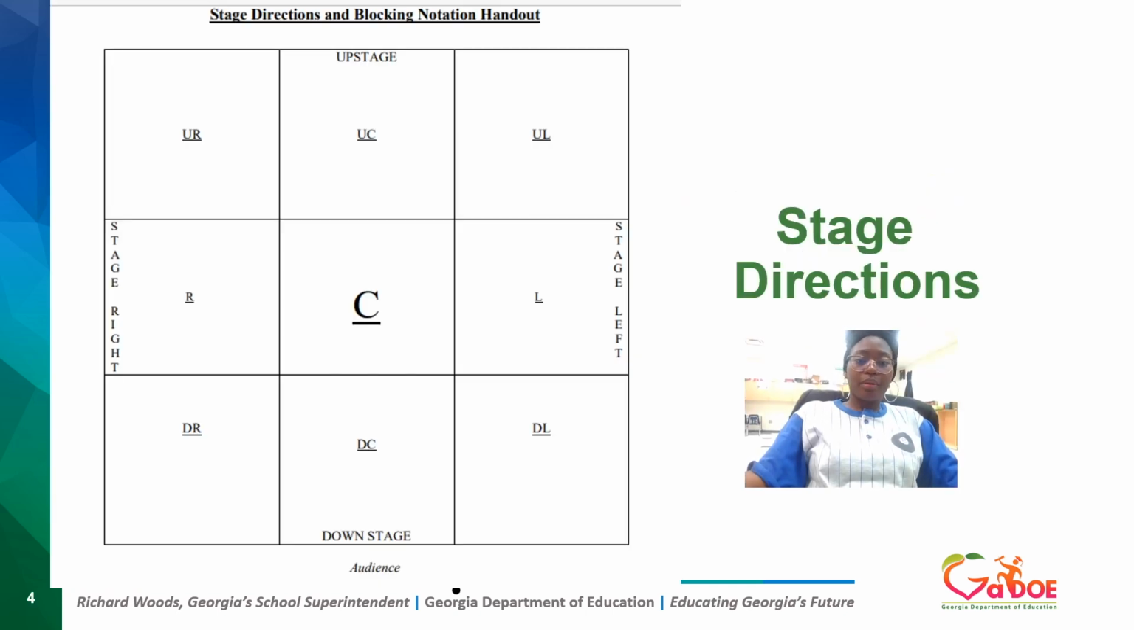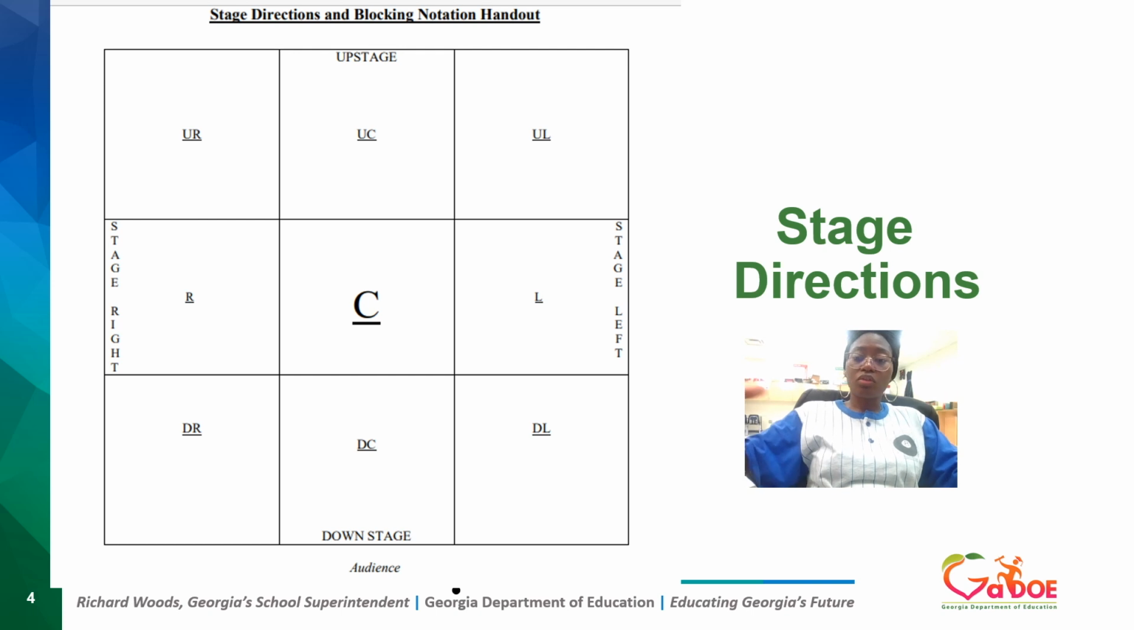The first step in blocking is learning where to stand and how to move on stage. It is important that the director and the actors have a vocabulary that they use to instruct each other on exactly where to move and where to stand in order to convey the story as well as portray the characters believably on stage. So there are 9 stage directions.